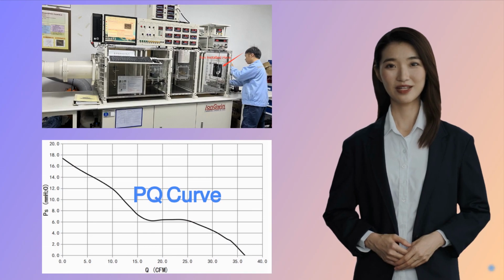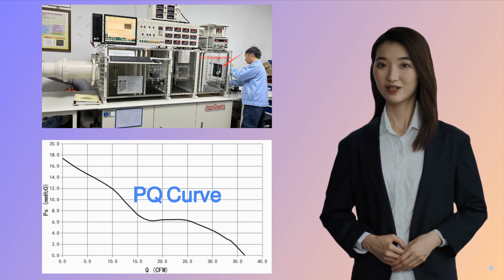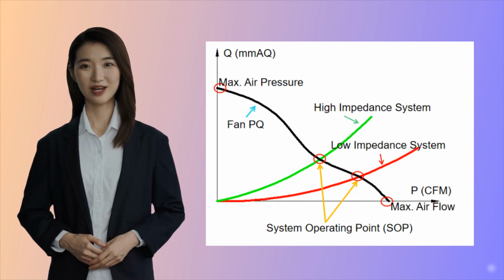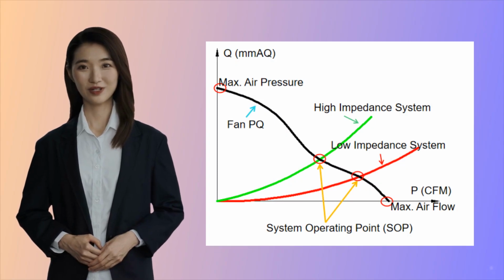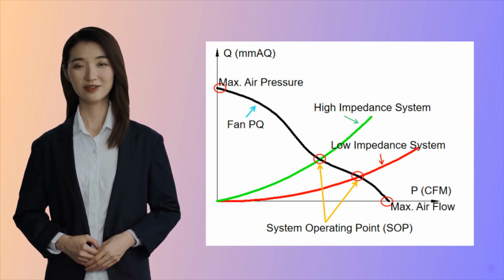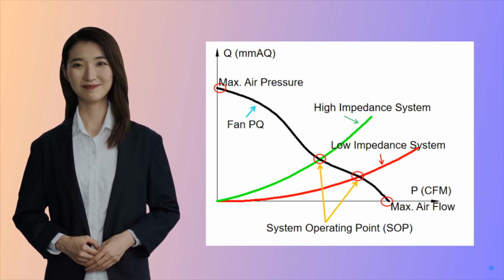When we install the fan into an air tunnel for testing, it gives us the fan's airflow static pressure characteristic curve, also known as the PQ curve, as shown on the left. By obtaining the fan's PQ curve and combining it with your system impedance curve, we can identify the operating point, OP, for your system. This is the point where the fan's PQ curve and the system's impedance curve intersect.